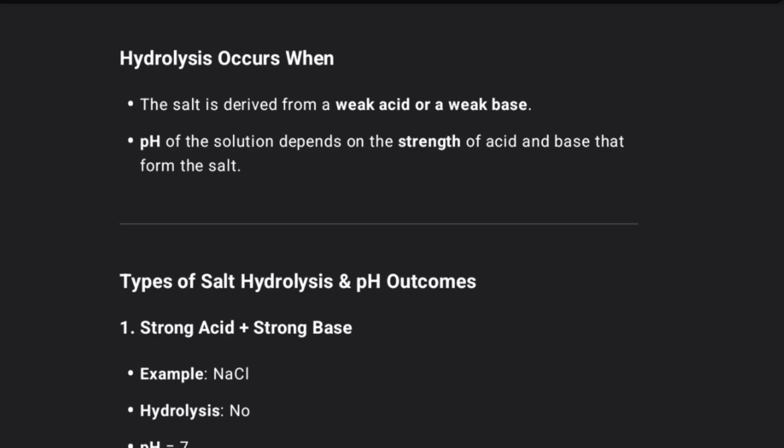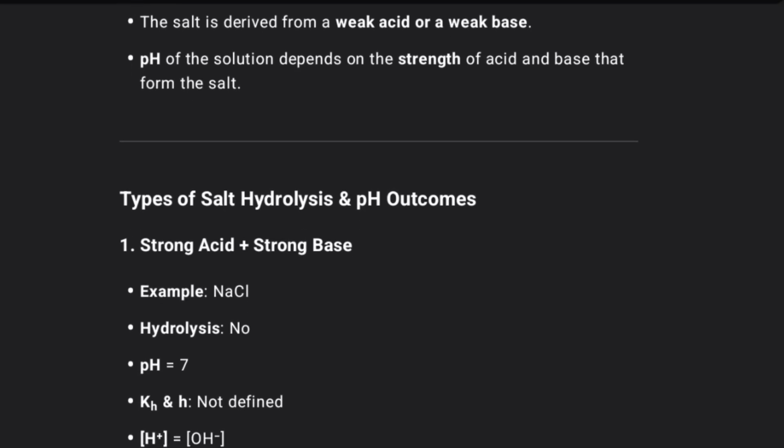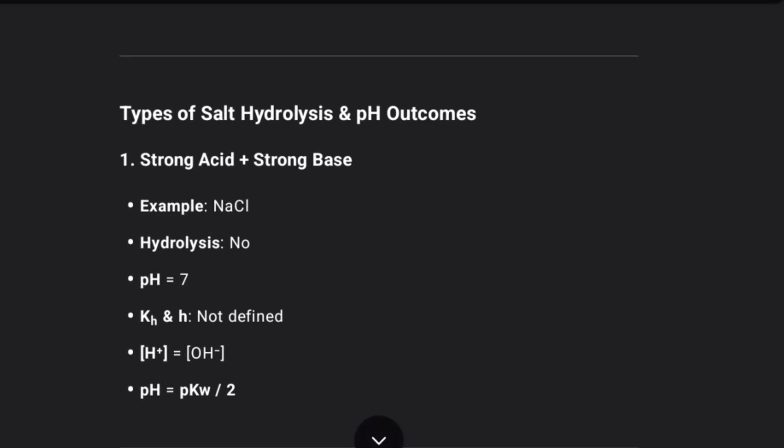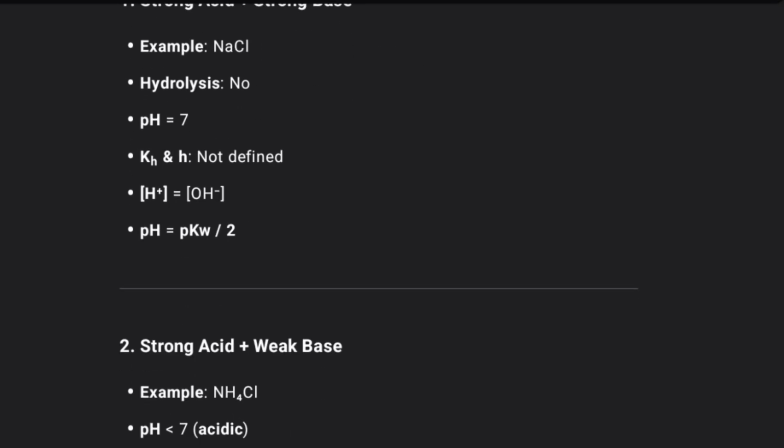Types of salt hydrolysis and pH outcomes. 1. Strong acid, strong base. Example, NaCl. No hydrolysis, pH equals 7, Kh and h not defined.